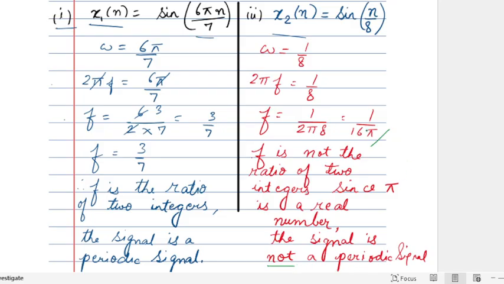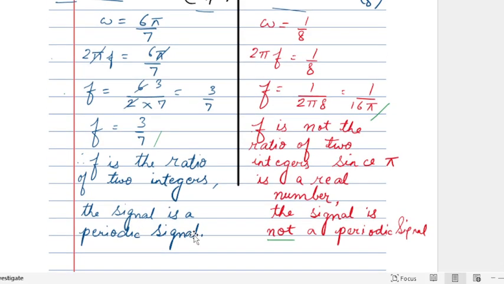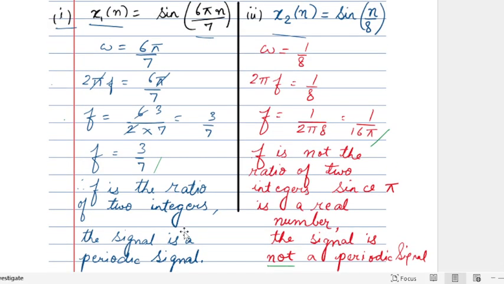Here 1/16π is coming, and here we are having 3/7. So 3/7 is the ratio of two integers, but 1/16π is not the ratio of two integers. So this is how we calculate the periodicity of a given signal.